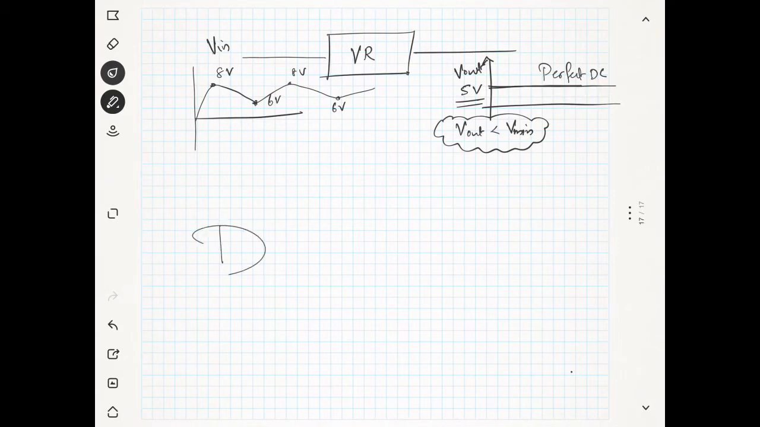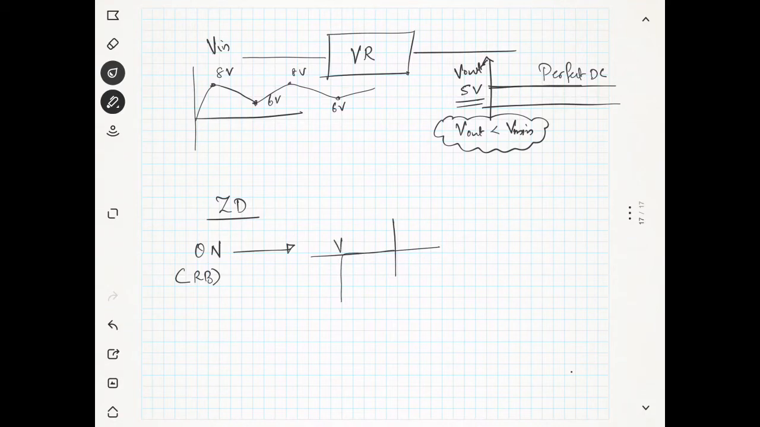Now we are going to design a voltage regulator. You know that a Zener diode becomes on in reverse bias, not in forward bias. When it becomes on in reverse bias, the breakdown will happen, right? The breakdown will happen and the voltage will be Vz.